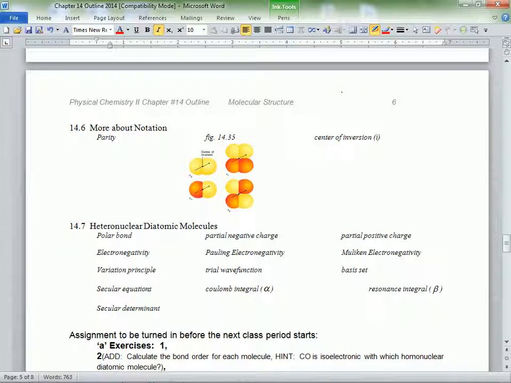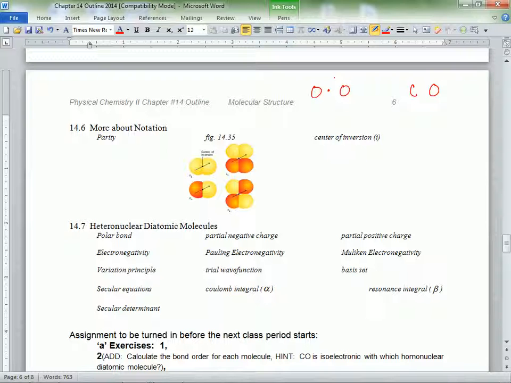Parity only makes sense if there's a center of inversion. If I have a molecule carbon monoxide or a molecule O2, one's homonuclear, one's heteronuclear. One of them has a center of inversion. Which one has a center of inversion? You can reflect through the center of that molecule and always get the same thing again. Which molecule? Oxygen or carbon monoxide? Oxygen, right? Because you can reflect.